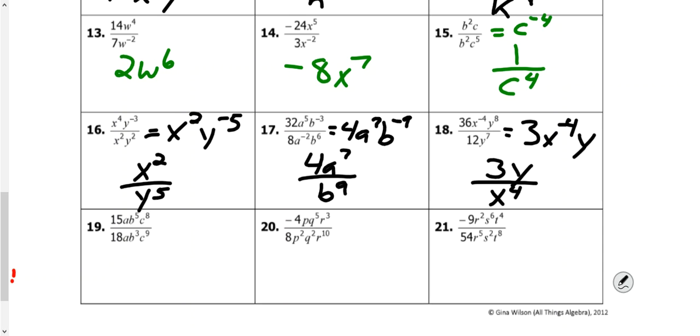So 19, 20, and 21, once again, go ahead and pause the video and do these on your own. And when you are done, unpause it and check your answers.